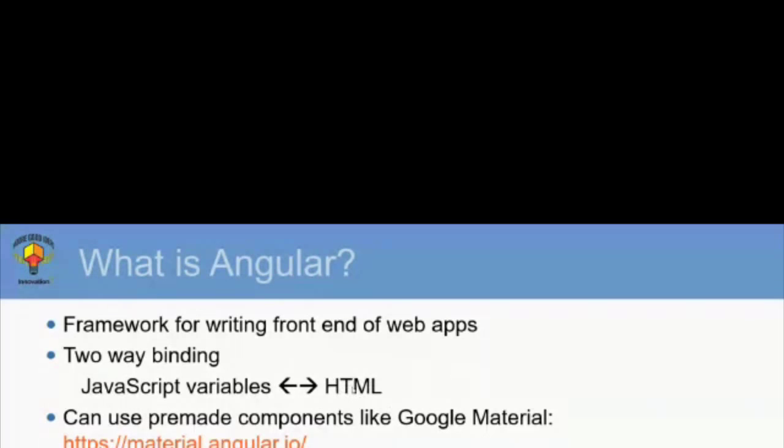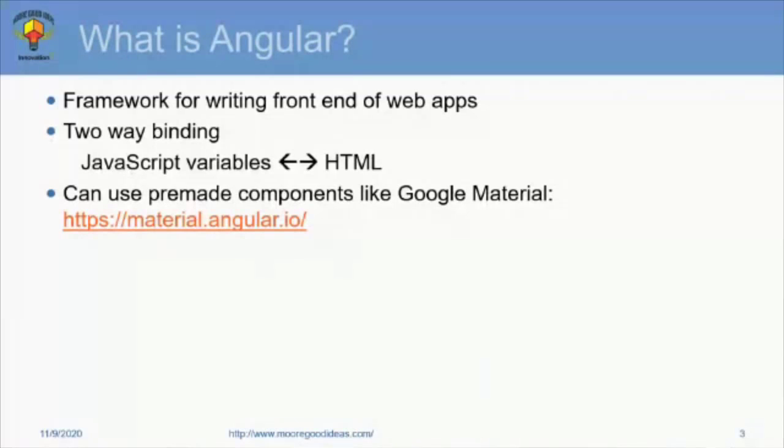So Angular means that in HTML, you can write how things are going to be displayed, and then you can link that to your code in the JavaScript where you're doing stuff with those variables. Also the cool thing about Angular is there's a lot of pre-made components. So even if you're not a UX designer, you can just use some pre-made components from Google Material, and they'll look really nice. You don't have to make them yourself.